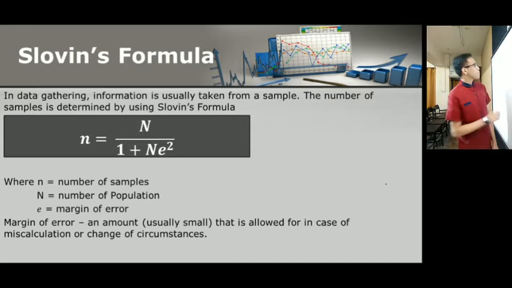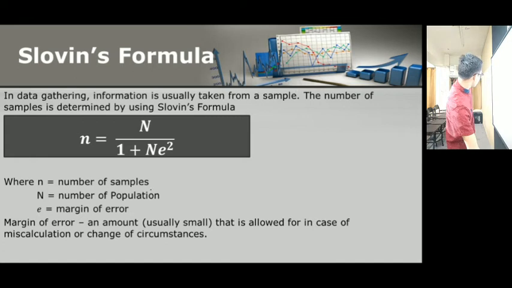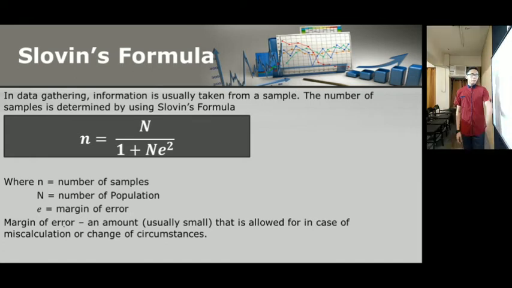In data gathering, information is usually taken from a sample. The number of samples is determined by solving using the SLOVIN's formula. So the formula for SLOVIN's formula is n equals capital N all over 1 plus NE squared, where the small letter n is the number of samples, the capital letter N is the number of population, and the letter E means the margin of error. Margin of error is usually small. That is allowed for in case of miscalculation or change of circumstances.